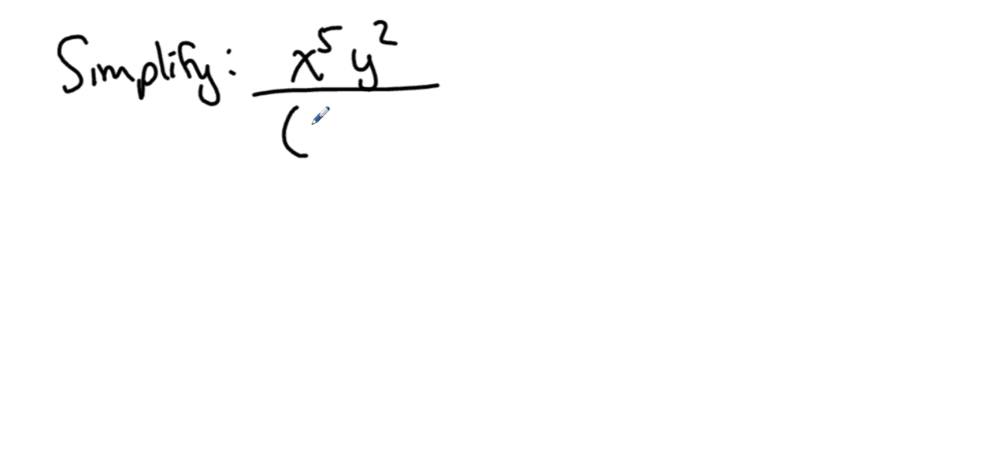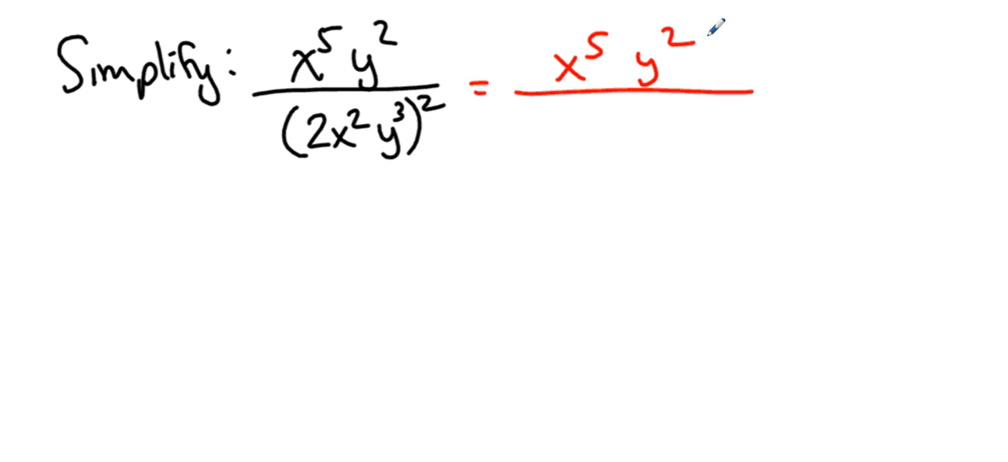So, consider the following. Let's simplify x to the 5th y squared over 2x squared y cubed, all squared. Okay. So what do I do with that? Well, I want to expand this first. I want to deal with that set of parentheses.